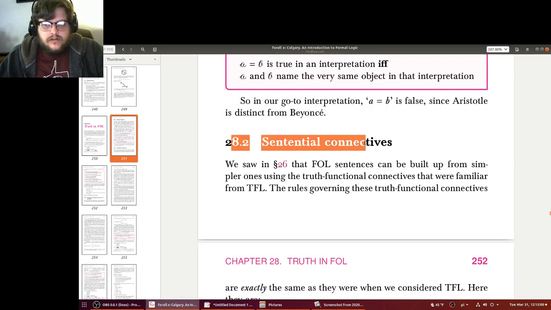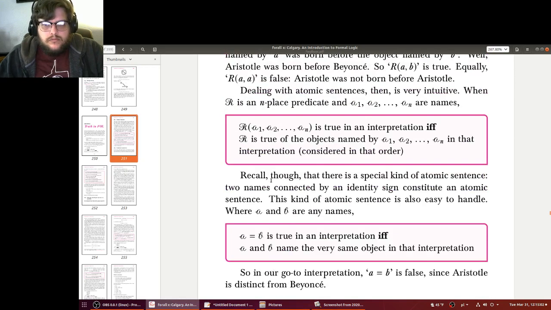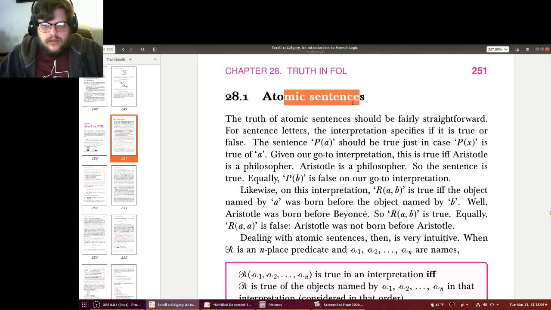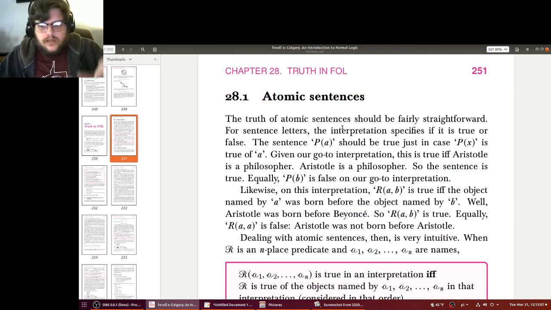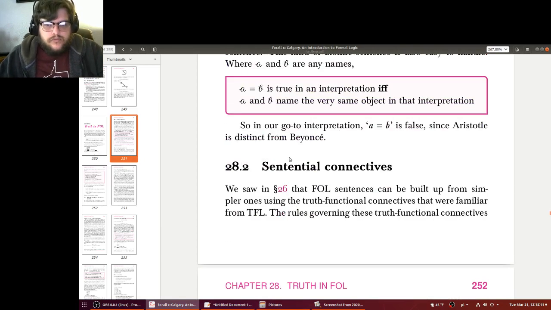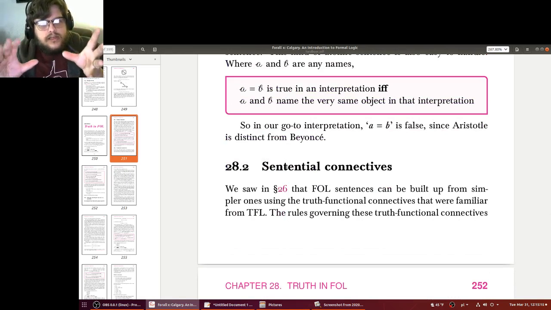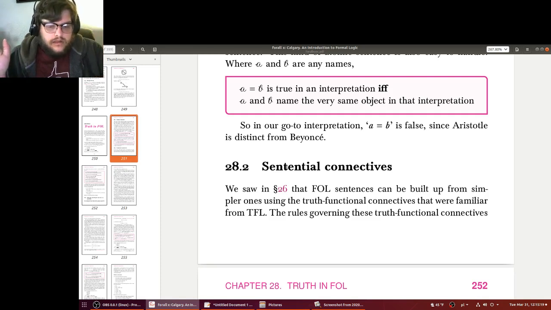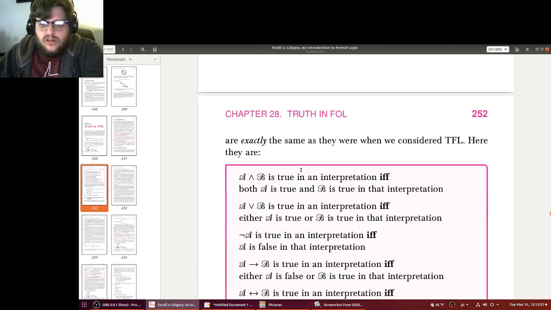So, sentential connectives. As far as understanding what atomic sentences are true in a given interpretation, it just comes directly from the interpretation, nothing else. What about connectives? If I have an interpretation, then I know that I can find any predicate is true or false. Fine. What if I had an and of two of them or so on? Well, this is where our intuition from TFL comes in.